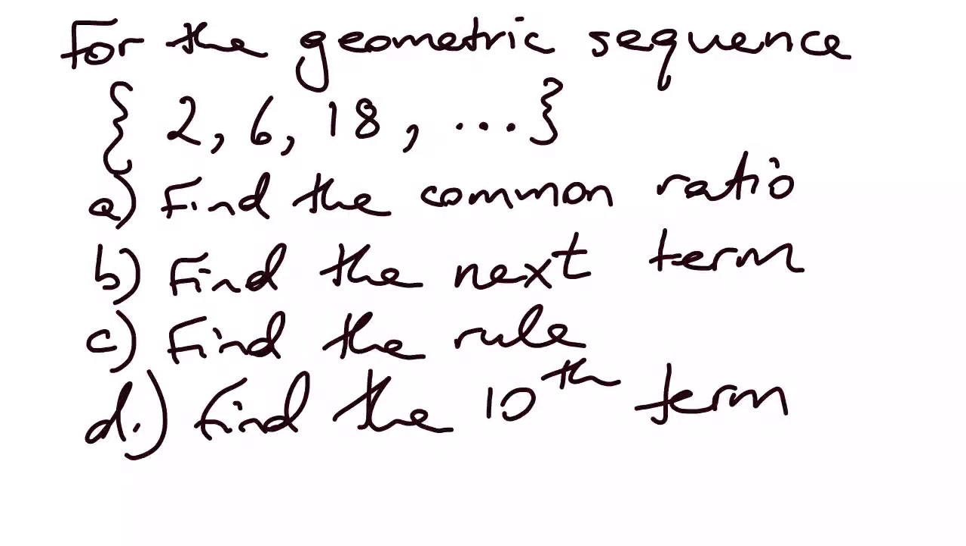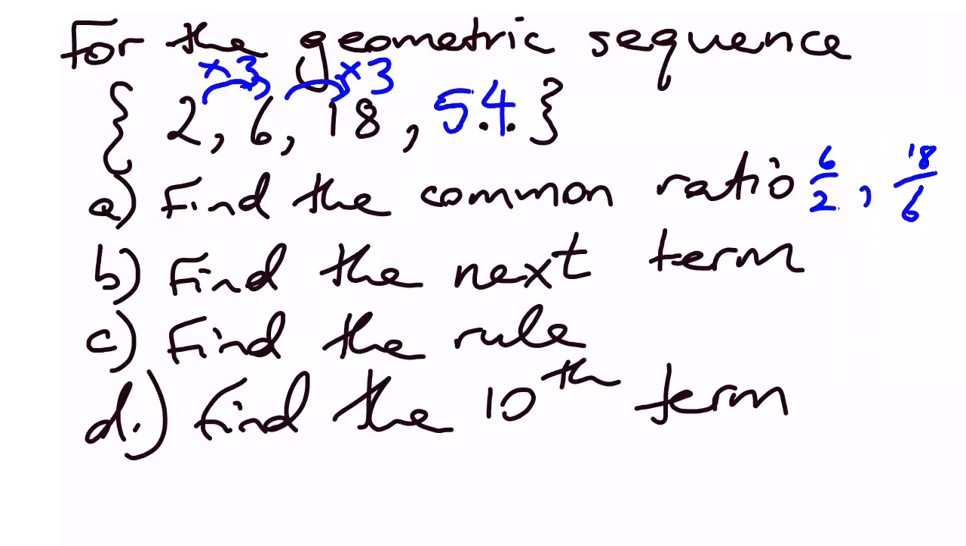The common ratio, of course, 2 to 6 is multiplying by 3. 6 to 18 is multiplying by 3. If you don't know how to do that, I would have simply gone 6 over 2, that's 3. 18 over 6, that's 3. So I know my common ratio is 3. What's the next term? I need to multiply 18 by 3. I'm going to get 54. I'll just slot it in there.